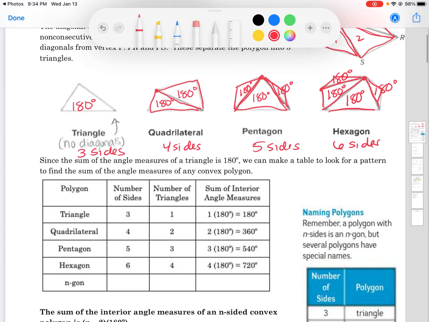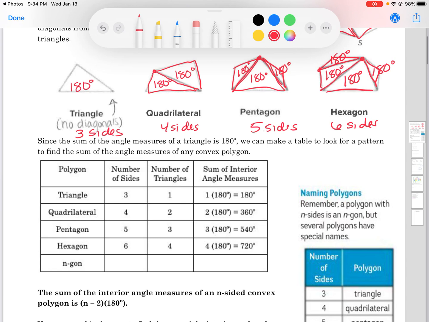So since the sum of the angle measures of a triangle is 180, we can get a special formula for this. A triangle has 3 sides. There's only one triangle drawn in the triangle because I have no diagonals, so they add to 180. With the quadrilateral, which has 4 sides, there are 2 triangles. So 2 times 180 is going to give me the sum of all of the angles, which is 360.